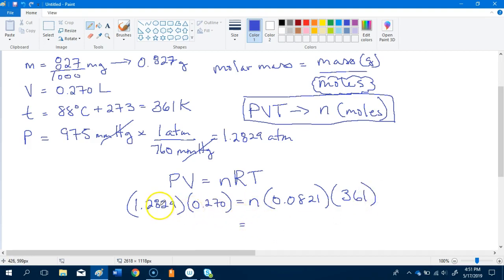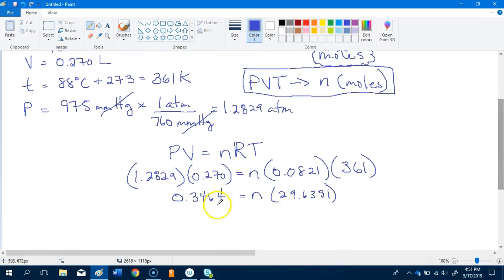Before I isolate n, I am going to simplify my numbers. I'm going to multiply 1.2829 by 0.27, and that gives me 0.3464. Notice that I try to keep as many decimals as I can. I don't round until the very end. Now I'm going to multiply 0.0821 by 361, and that gives me 29.6381. So I'm combining like terms. This is an algebra notion.